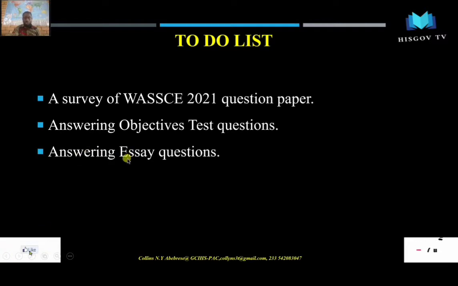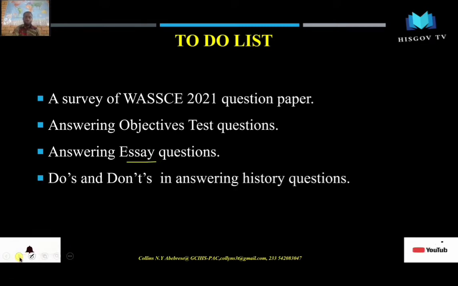Then we also look at answering essay questions, how to answer essay questions and the topics that you should look forward to. Then we look at the last one, the do's and don'ts in answering history questions. What are some of the things that you shouldn't do as a student of history, that if you do them, you are going to be penalized? So we will look at that also.